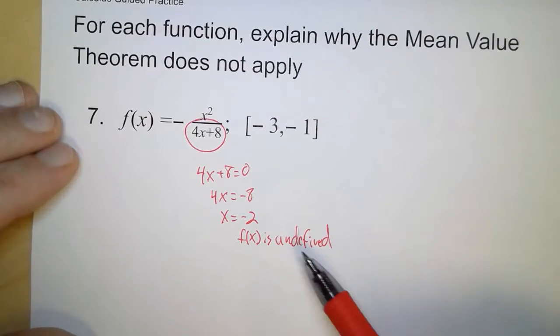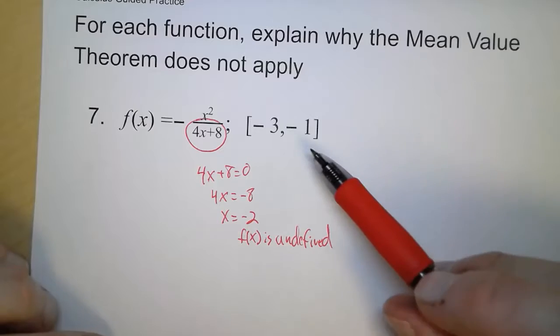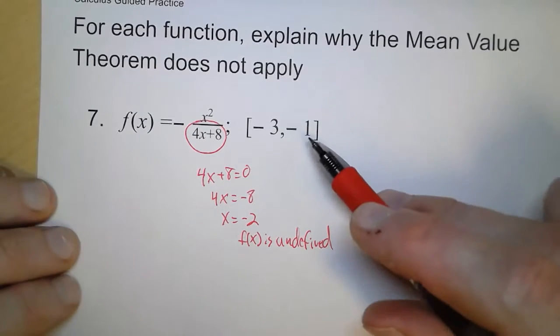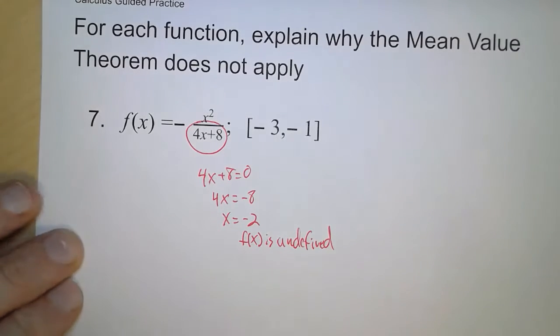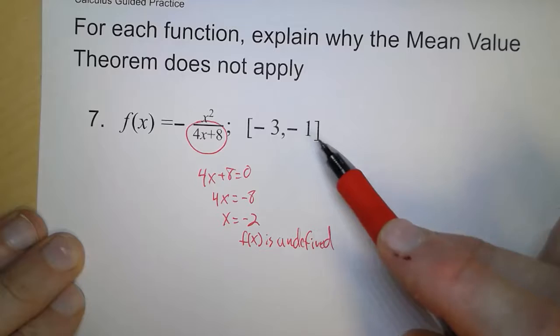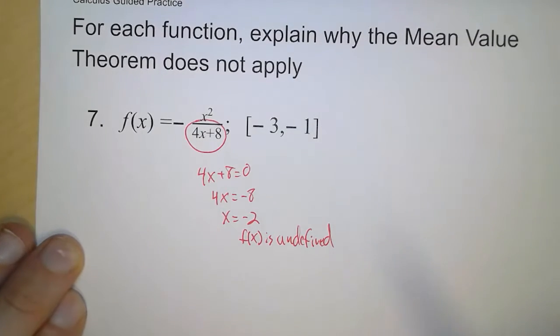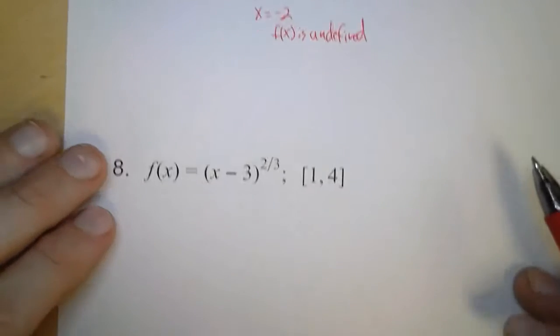And because it's undefined, that means it's not continuous, and therefore it's not differentiable on this interval. So therefore, because it's undefined on that interval, even if there's just 1 point is all it takes to mess it up. It has to be continuous and differentiable through the entire interval. So that's why the mean value theorem does not apply here.